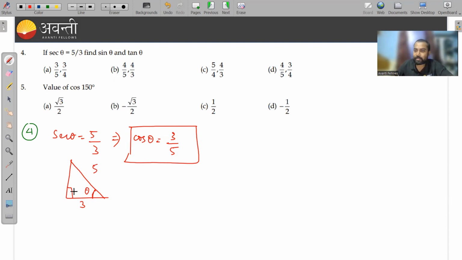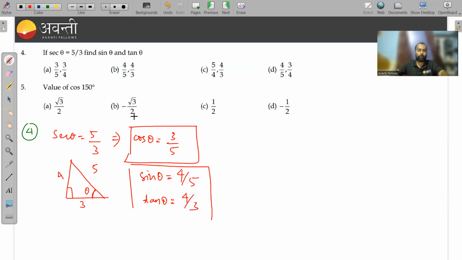If hypotenuse is 5 and base is 3, then the perpendicular is the root of 5 square, that is 25, minus 3 square, that is 9, which is 16. Under root of 16 is 4. Now easily you can find sine theta. Sine theta is equal to perpendicular upon hypotenuse, that is 4/5, and tan theta is equal to perpendicular upon base, that is 4/3. So the answer is sine theta equal to 4/5 and tan theta equal to 4/3. It's the correct answer. So for question number 4, option B is correct.